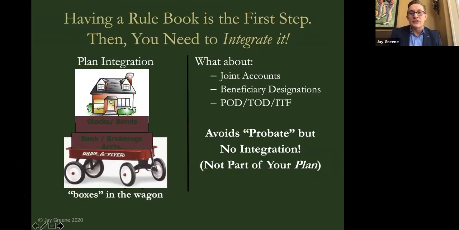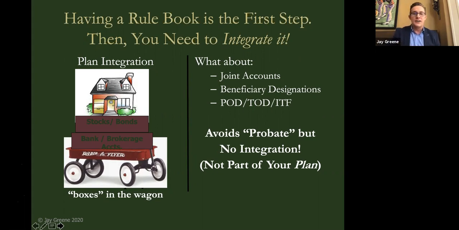So having a rule book is the first step. Then you need to integrate your rule book. If you're walking through life and you have your house, you have your stock, you have your bonds, and you're just holding those, if something happens and you pass away, what is going to happen to those boxes? They're just going to fall to the ground. If you're disabled, they're going to do the same thing. If you have a power of attorney, they can come and pick those up. If you have a will, it's got to go through probate, and the executor has to be appointed through court to come pick those up. If you have a trust, instead of you holding all these boxes in your hand during your life, we take all those boxes and put them into your trust.